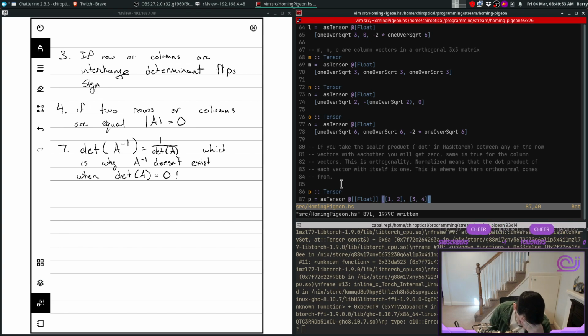That's cool. Okay. The determinant of the product of two matrices is the product of their determinants. So determinant AB is equal to det A times det B. Cool.